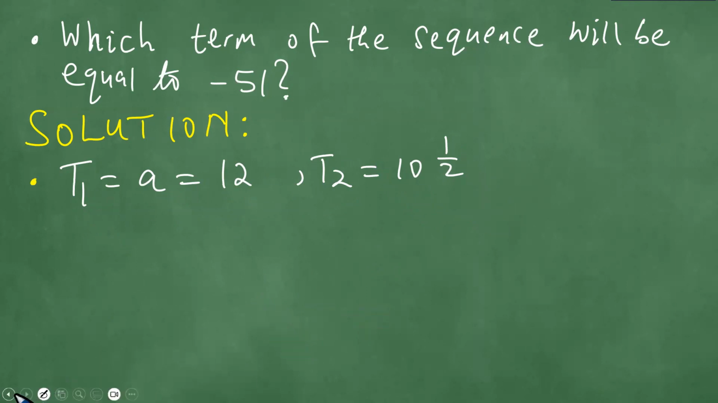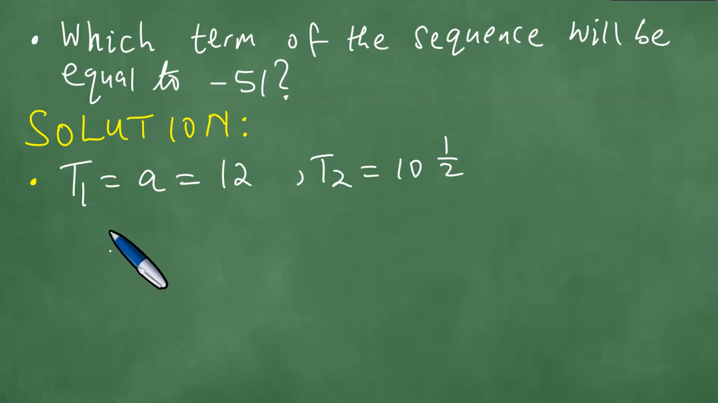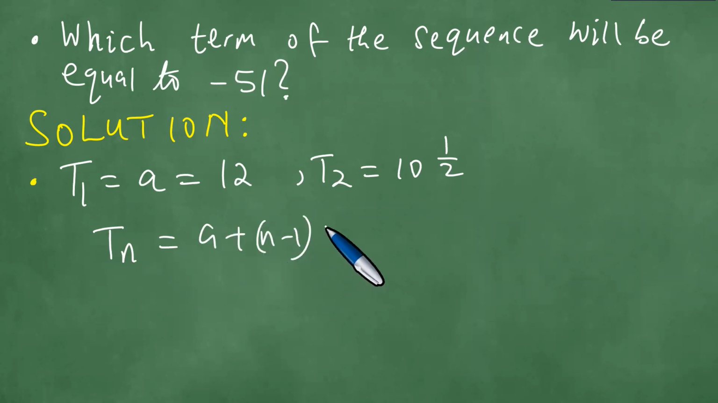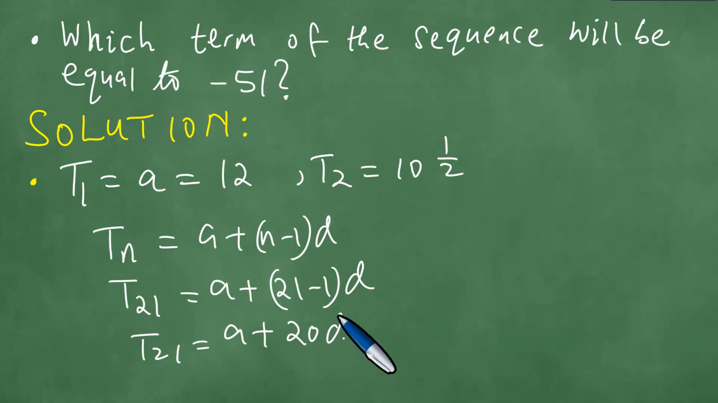And then what are we supposed to find? Determine the 21st term, so we're looking for a term. We're going to use the term formula, which is a plus n minus 1 into d, so for the 21st term, T21 is a plus 21 minus 1 into d. 21 minus 1 is 20, so a plus 20d. That is the formula.